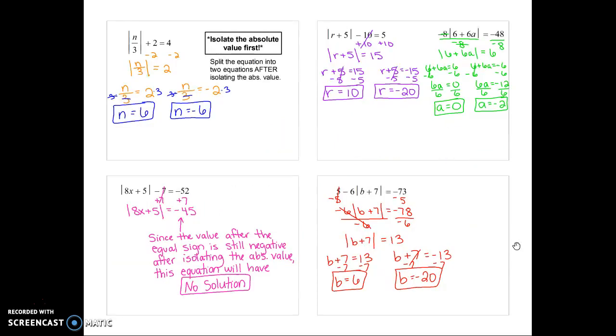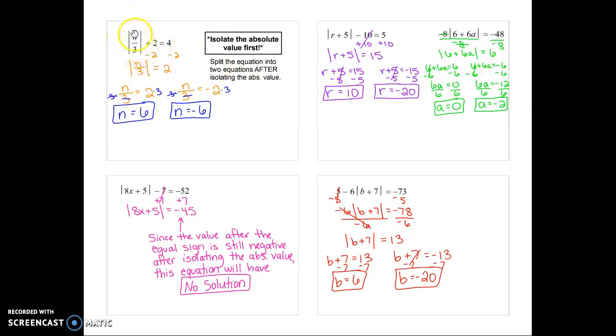All right, let's look at the back. Now, these ones are a little bit different because there's some extra values in the equation that the previous ones did not have. What's extremely important is before you split into two equations, you have to make sure that the absolute value is isolated. That means that the absolute value is by itself on that side of the equal sign.